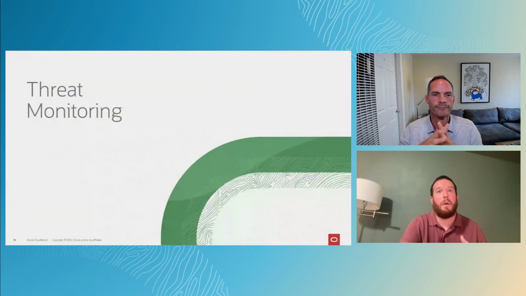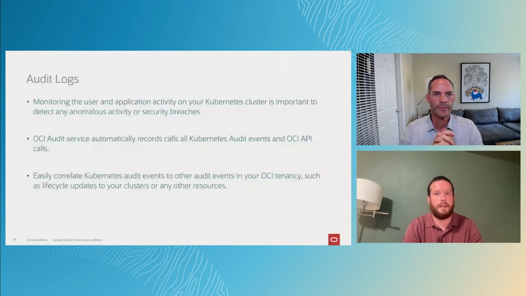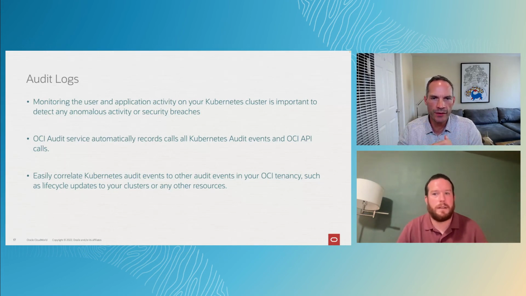Next, we'll want to talk about, once we've secured our container runtime environment, our containers running within that cluster, how do we monitor for ongoing threats that might be occurring? Monitoring the user and application activity on your Kubernetes cluster is important to detect any anomalous activity or security breaches. All Kubernetes audit events are made available in OCI Audit. This service offers a consolidated view of all user activities across your applications on OCI.